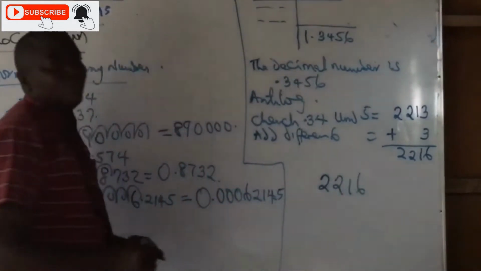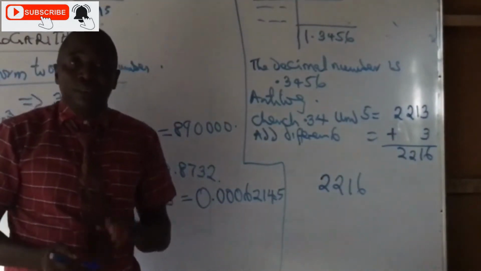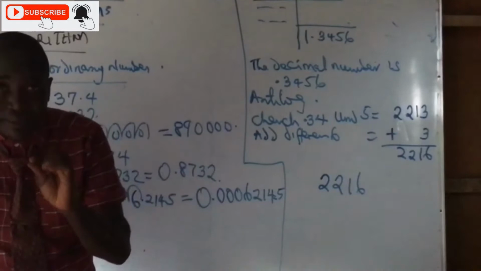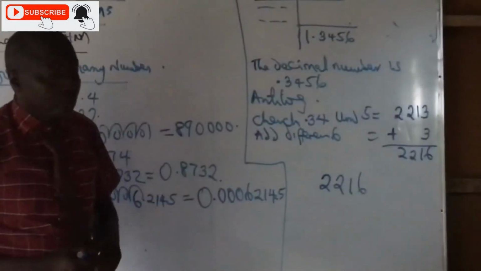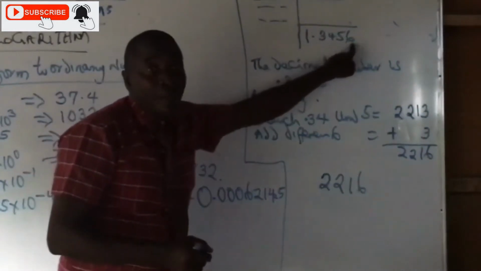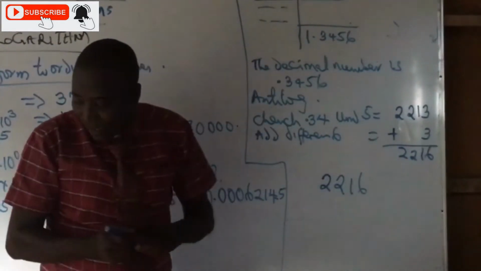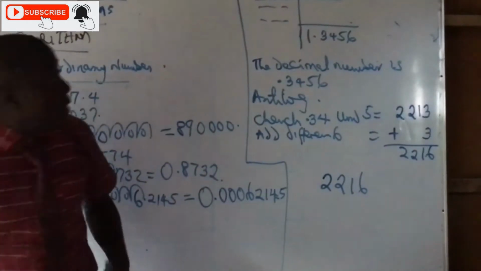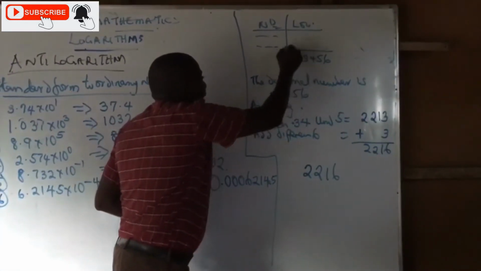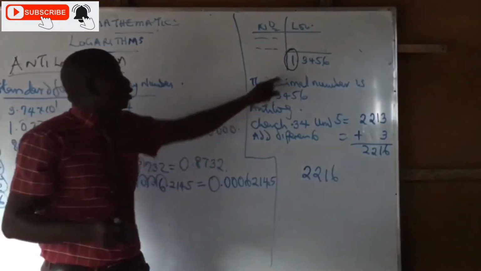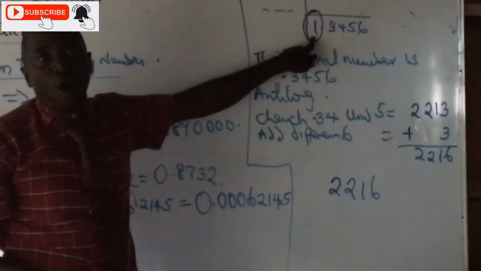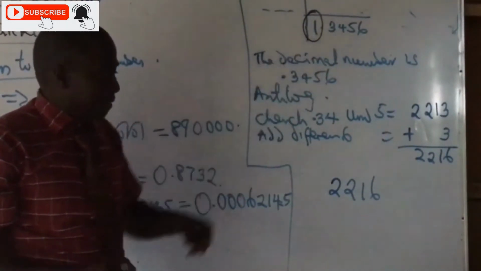2216. Where do we put our point? Take note of one important thing. When you are checking the anti-logarithm, we only consider the decimal part. Why is this part not touched? Then what is the function of the excess of the characteristics here?